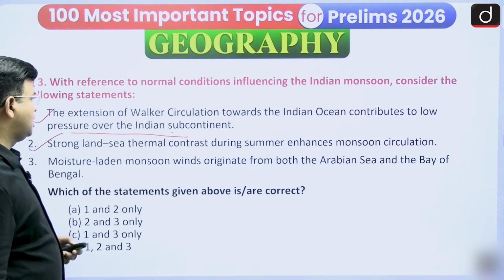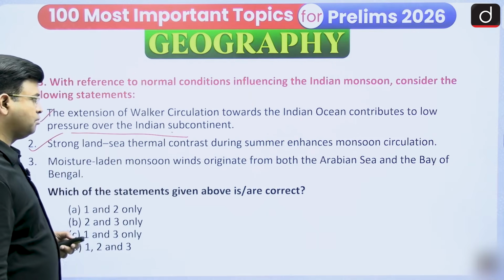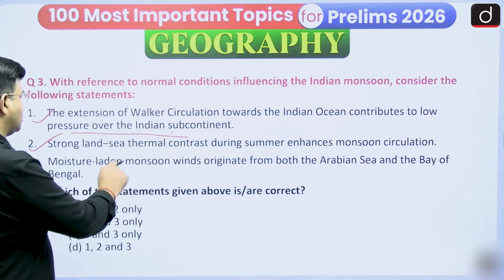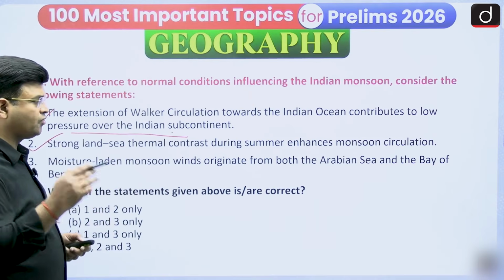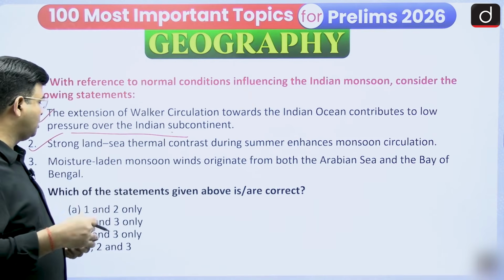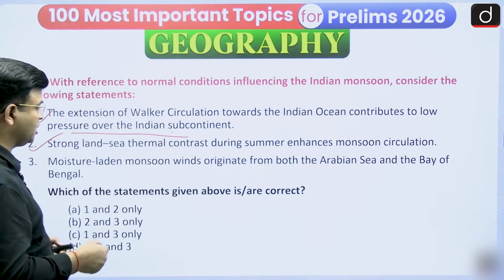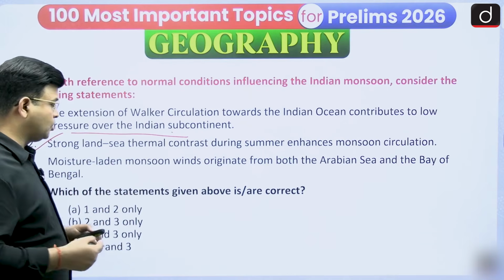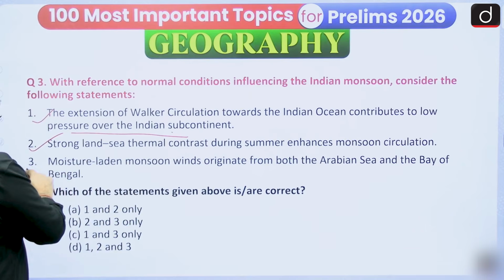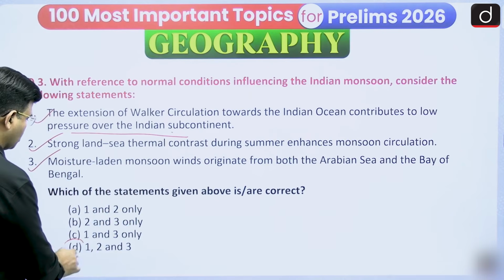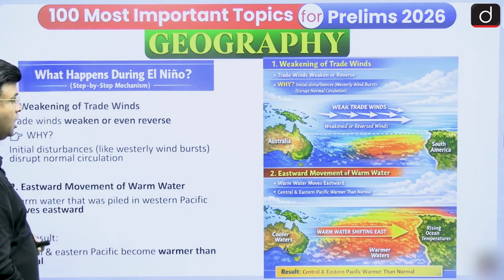Strong land-sea thermal contrast in summer enhances monsoon circulation. Moisture-laden monsoon winds originate from both the Arabian Sea and the Bay of Bengal, and yes, the moisture is coming from both regions, even from the South Indian Ocean. So this statement is correct, and we can say that option D, 1, 2 and 3 are correct.